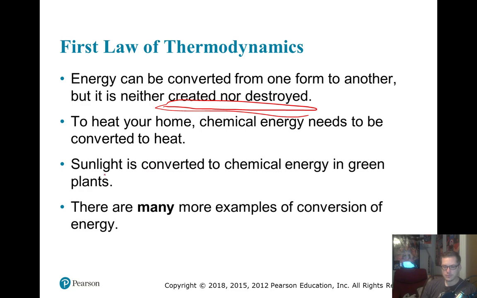All right, and then sunlight is energy and is converted to chemical energy in green plants. Chlorophyll with photosynthesis and all that stuff.